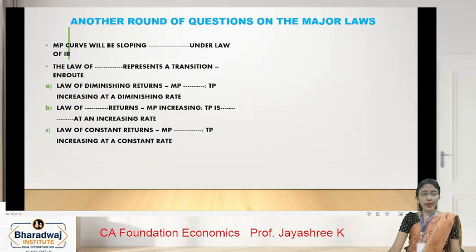MP curve will be sloping dash under law of increasing returns. The law of dash represents a transition or en route. The term was given to you, if you can remember. Law of diminishing returns: what will happen to MP when TP is increasing at a diminishing rate? Law of dash returns: under that, when MP is increasing, TP is a dash at an increasing rate. Under law of constant returns, MP is a dash when TP is increasing at a constant rate.